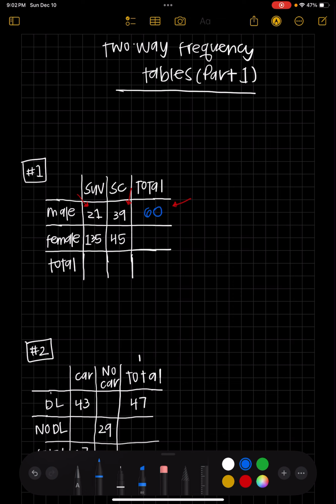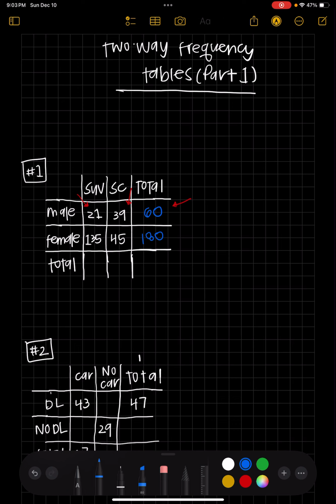Now I can do the same thing with females. I'm going to just add along the row. So I know there are 135 females that want an SUV, and then 45 females that want a sports car. And so in total, if I do 135 plus 45, I get 180 females. Okay, great. Now we have both of the rows filled out. Now I need the total row. The good news here is to find the total row, all we have to do is add the columns.